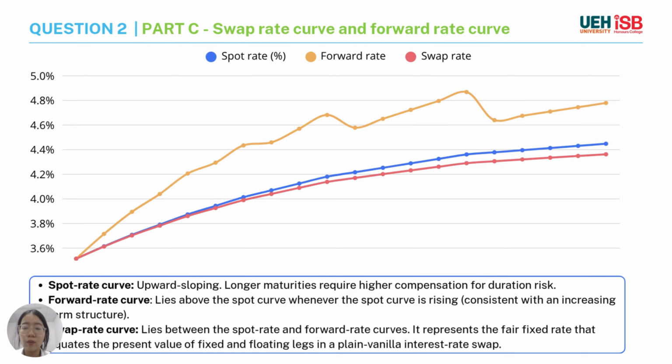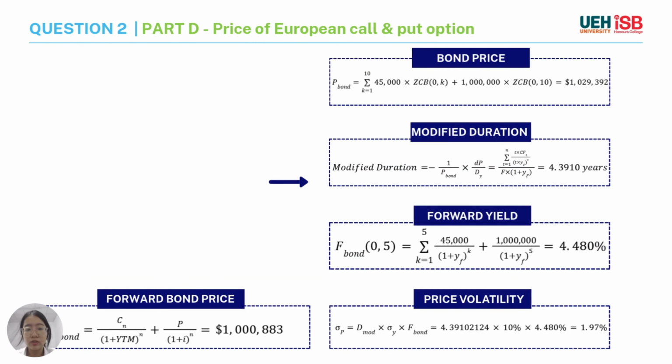This one is for the forward rate curve, the yellow curve. Because the spot rate curve is rising, mathematically the forward curve must lie above it. And the next one is the swap rate curve, the red one. The line lies below the spot rate and also the forward rate, and it represents the fair fixed rate, generally averaging the interest rate expectation over the life of the swap contract.